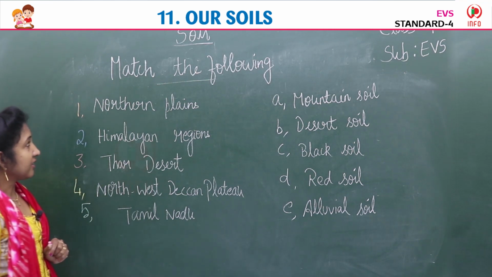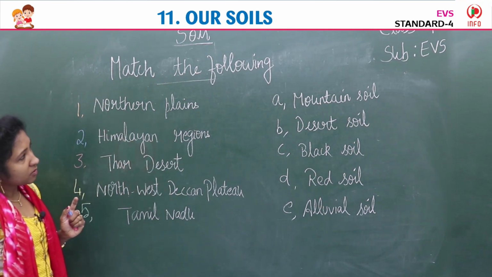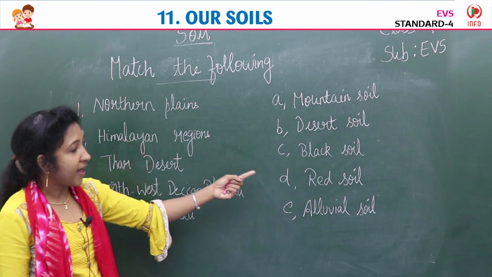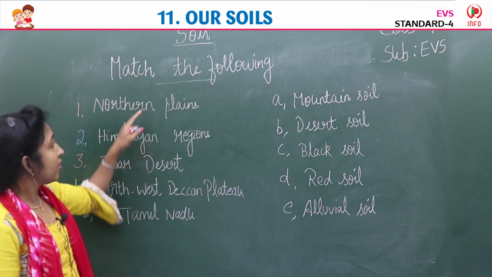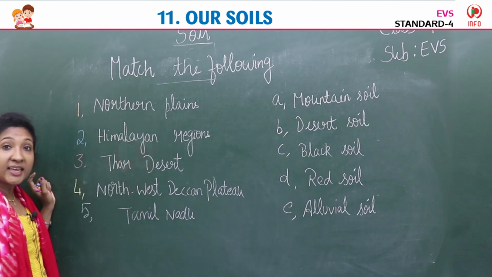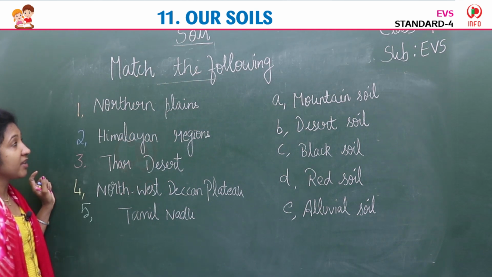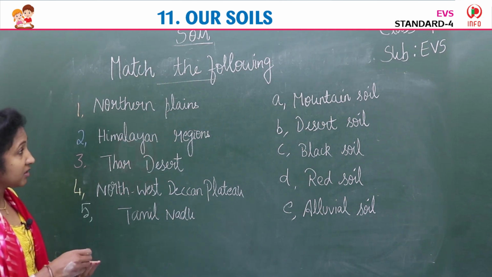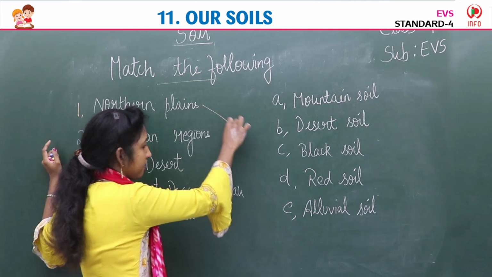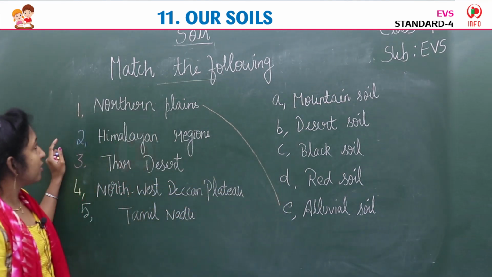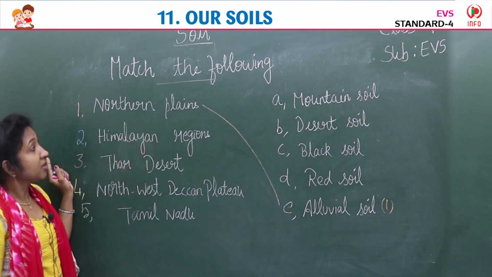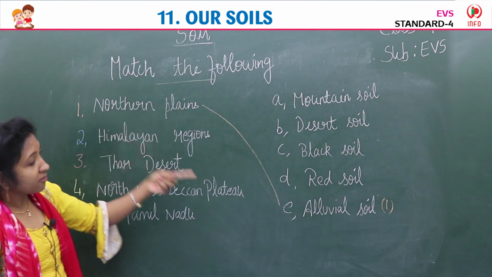Okay, let's see. First one, northern plains. Which soil can we find in northern plains, children? Mountain soil, desert soil, black soil, red soil, alluvial soil. So in northern plains, which type of soil can we find? Think and answer. Alluvial soil. So the answer to the first question is E. In northern plains we can find alluvial soil.